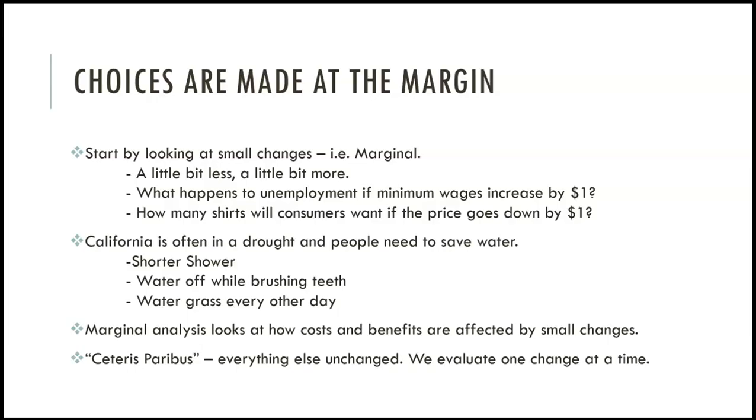We're going to use the Latin term ceteris paribus, meaning everything else is unchanged. So we're going to evaluate only one change at a time. So if we're looking at the question of what happens to unemployment when minimum wages go up, we're going to assume that the only change happening in the economy is the rise in minimum wage. Now, this is not necessarily practical in reality. Lots of things change all the time.